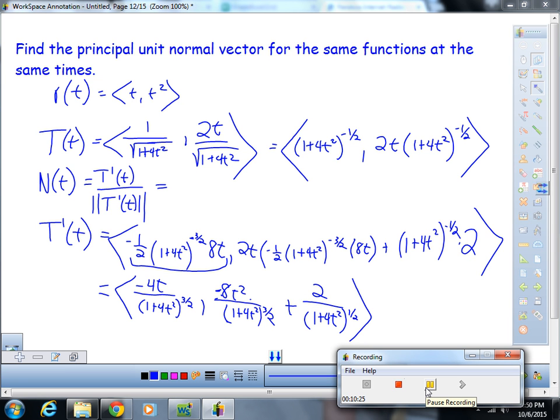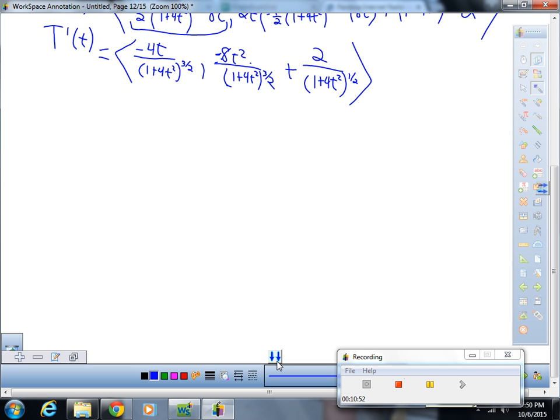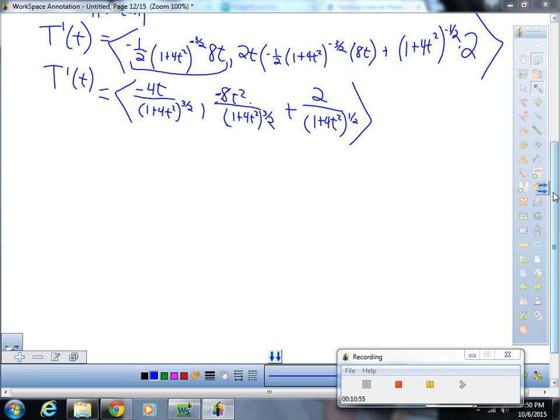Hey, welcome back. Okay, so all we've done is clean it up. We're not even close to finding N of t yet. That is simply T prime of t, okay? Now we've got to find the magnitude of T prime of t. Now this is why I encourage you to use your calculators on this kind of stuff.